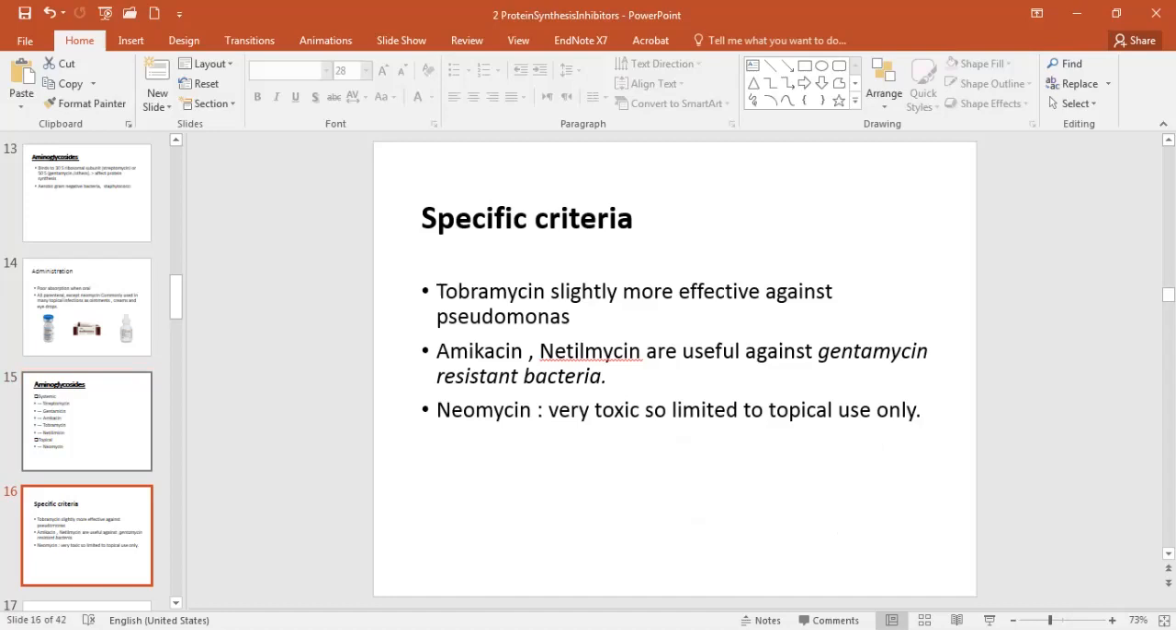There are some specific criteria for these drugs. Tobramycin is slightly more effective against Pseudomonas. Amikacin and netilmicin are useful against gentamicin-resistant bacteria. Gentamicin was the first-generation drug to appear among the aminoglycosides; later amikacin and netilmicin appeared, which are considered newer agents, and thus can be used for bacteria resistant to gentamicin. Neomycin is very toxic, therefore it's only limited to topical use only.